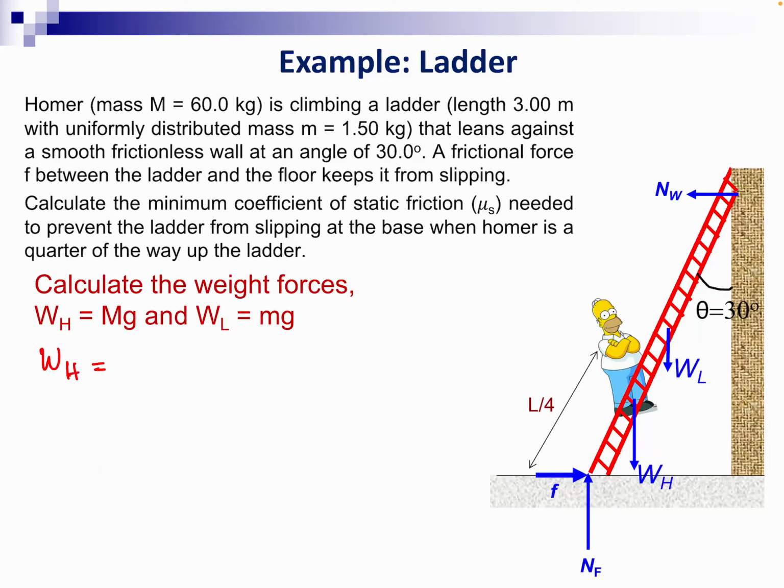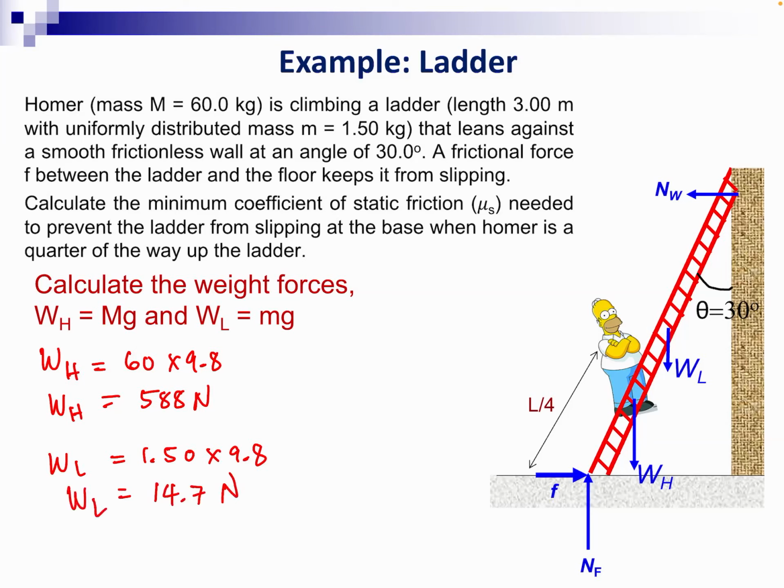The weight of Homer, this 60 times 9.8. I did the calculation earlier, 588 newtons, and we can calculate the weight of the ladder, 1.5 kilograms times 9.8 meters per second squared is 14.7 newtons. So we know these two forces, we don't know 3 forces. So yes, we will use balancing of torques in order to eliminate some of the unknown forces.